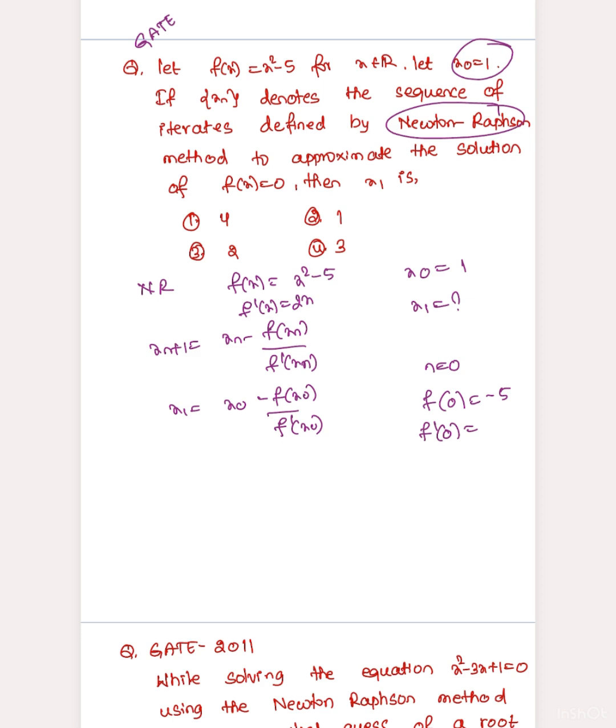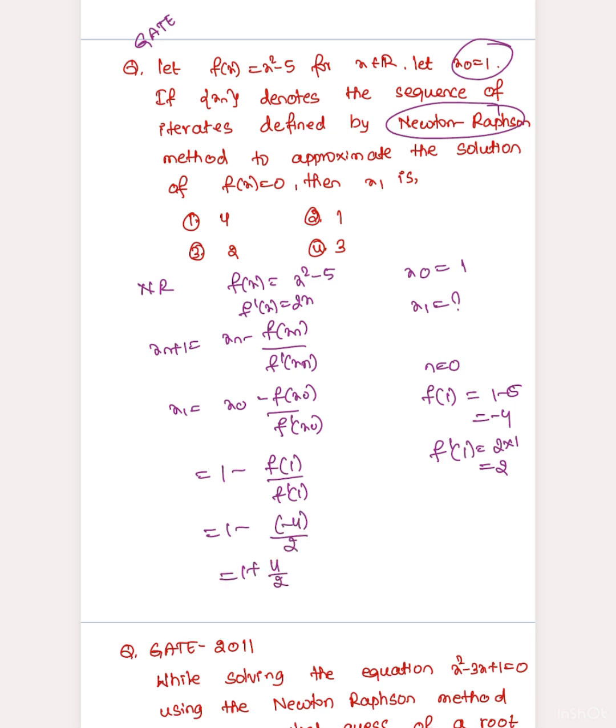Sorry, x0 is 1. So f of 1 will be 1 minus 5, this is minus 4. And f dash of 1 will be 2 into 1, that is 2. So x1 is equal to x0, which is 1, minus f of 1 by f dash of 1, that is 1 minus minus 4 divided by 2. This will be 1 plus 4 by 2, so that is equal to 3. Therefore, x1 is equal to 3. The first approximation by Newton-Raphson method for the function f of x is equal to x square minus 5 is 3. Therefore, option 4 is correct.